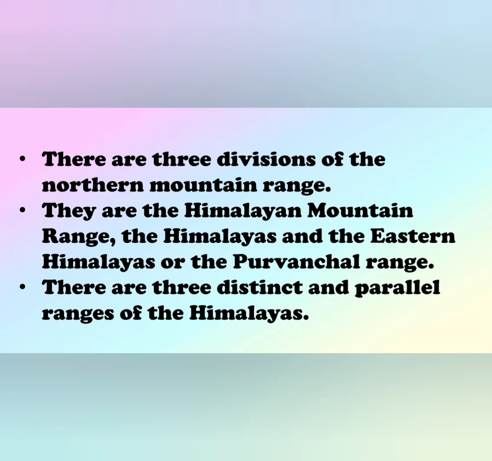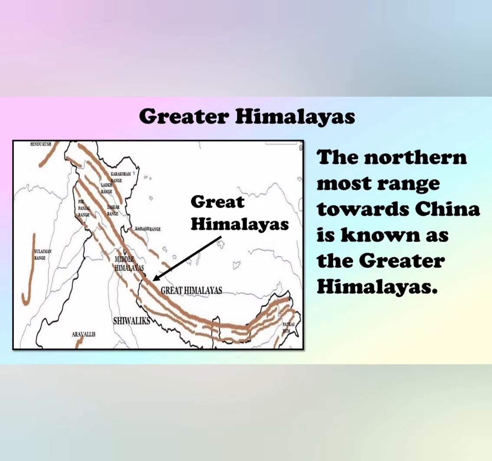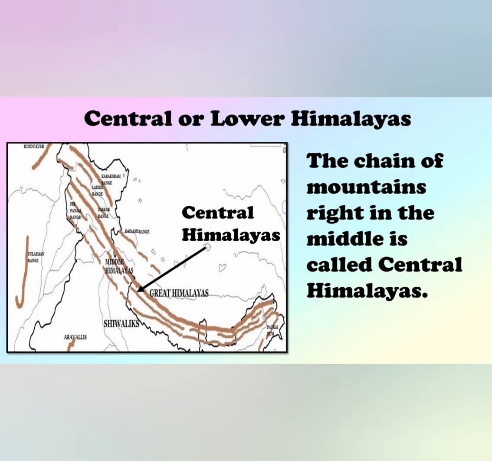There are 3 distinct and parallel ranges of the Himalayas. Now, let's take a look at these parallel ranges of the Himalayas. The first is the Greater Himalayas. The northernmost range towards China is known as the Greater Himalayas. The next is Central or Lower Himalayas. The chain of mountains right in the middle is called the Central Himalayas.